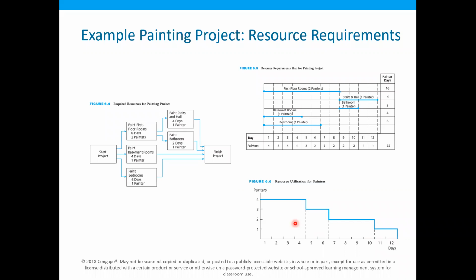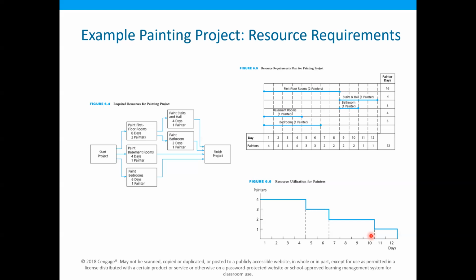If we would like to have the requirements of the resources for the project in such a way that we can reduce this fluctuation, then it will be much better for this project. The reason is that with fluctuating resources, it may sometimes be difficult to hire the resources.